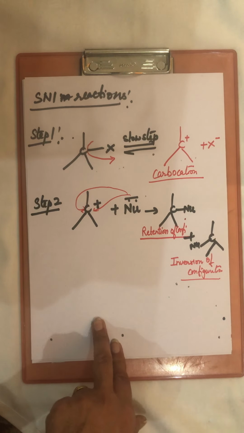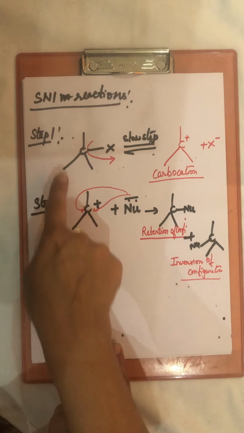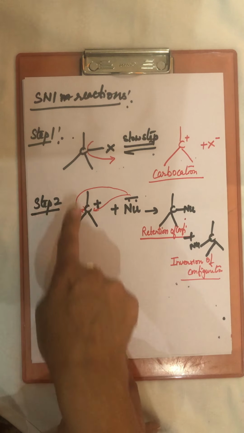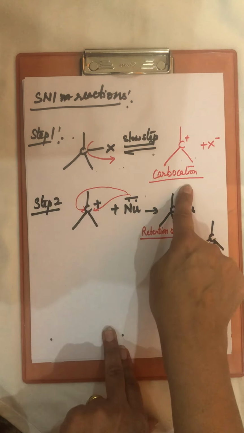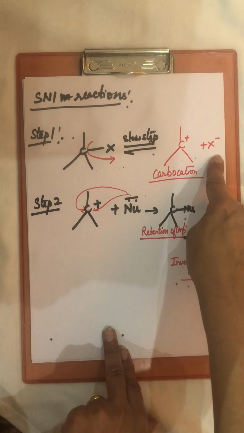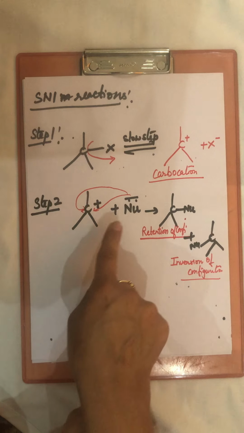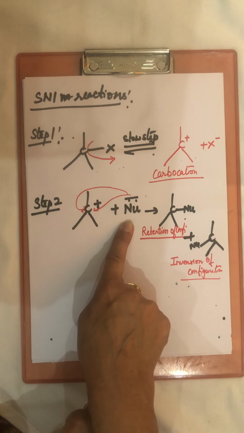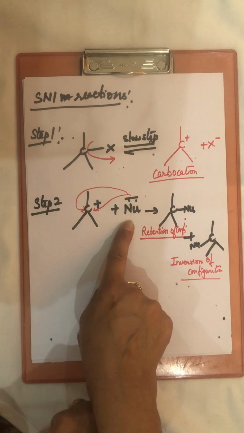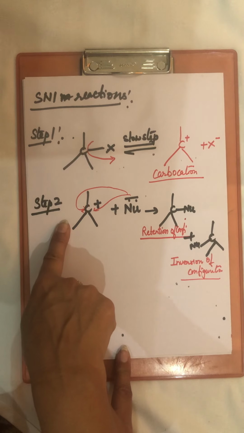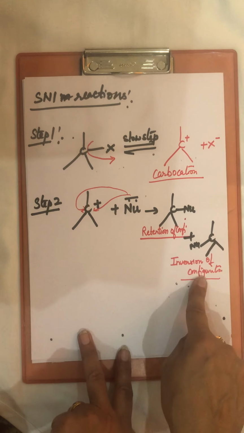So in SN1 reaction, the reaction takes place in two steps. In the first step, there is formation of carbocation by the leaving of halide ion. In the second step, on the carbocation, there is attack of nucleophile, which can be from either side, right side or left hand side. Both sides the attack is there.